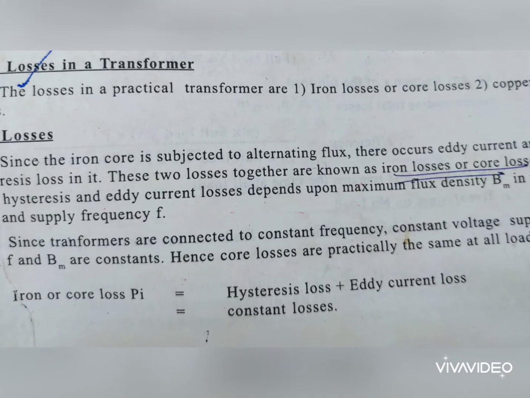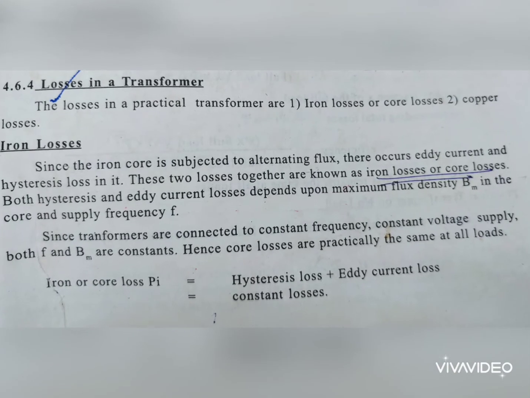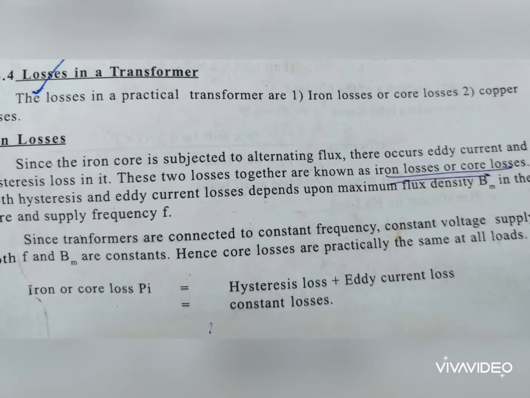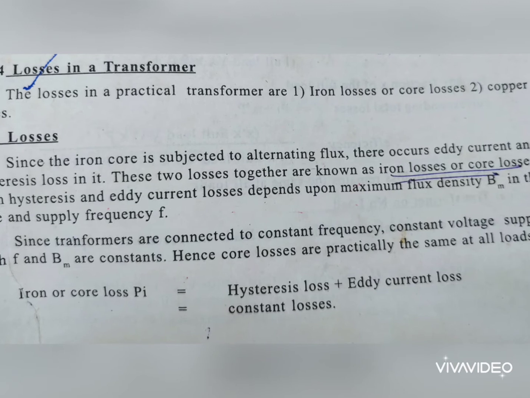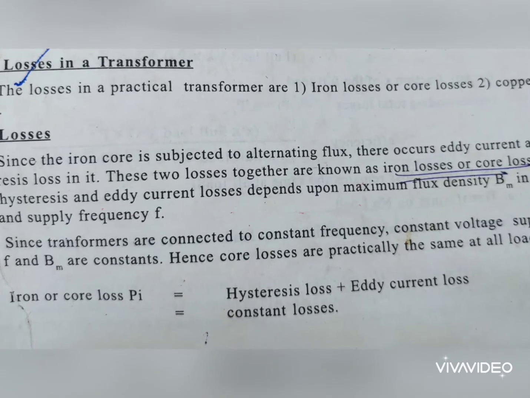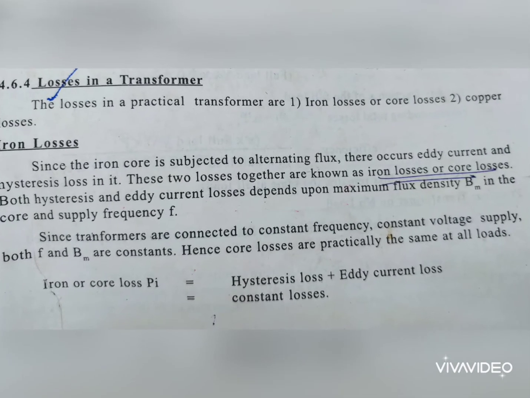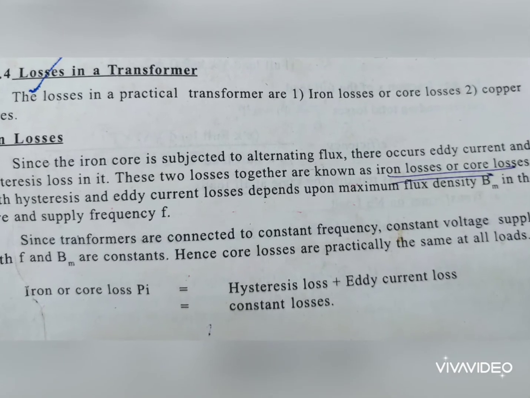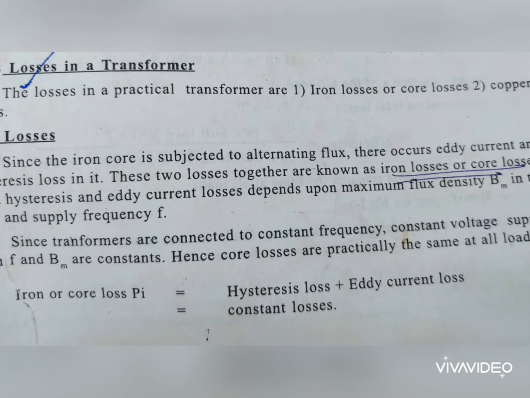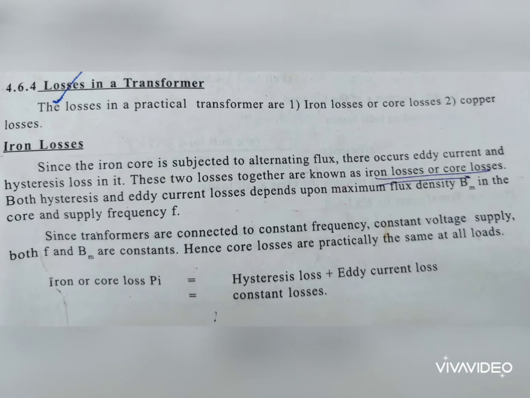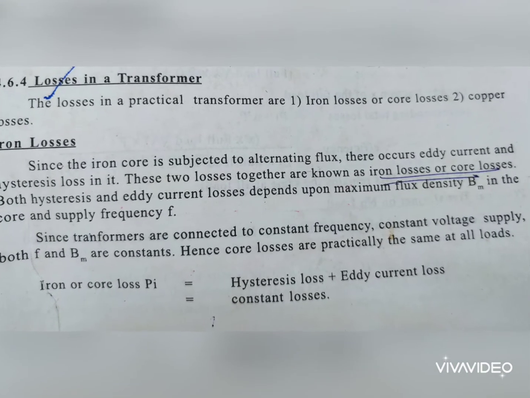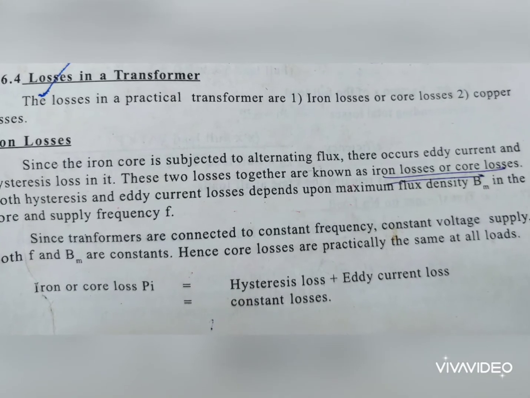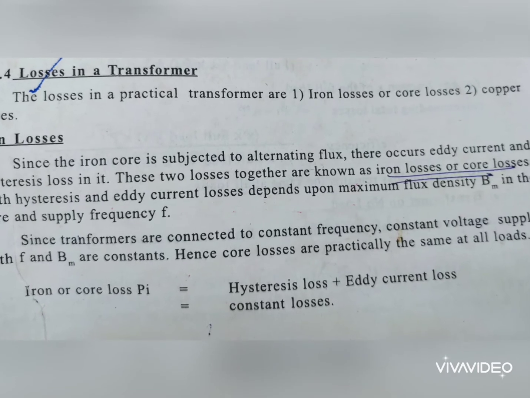Since the iron core is subject to alternating flux, eddy current and hysteresis loss occur in it. These two losses together are known as iron losses or core losses. Both hysteresis and eddy current losses depend upon the maximum flux density Bm in the core and supply frequency F. Since transformers are connected to a constant frequency, constant voltage supply, both F and Bm are constants. Hence, core losses are practically the same at all loads.